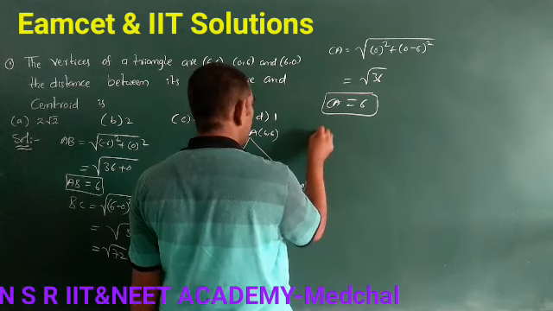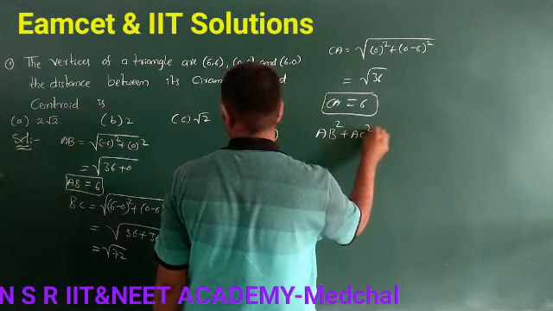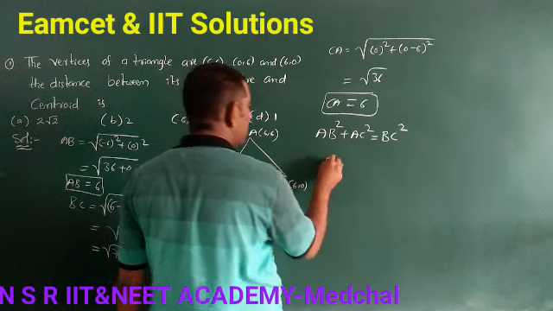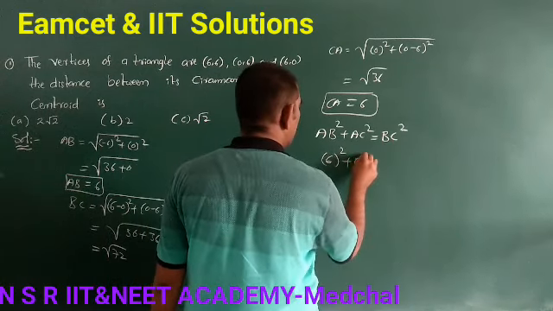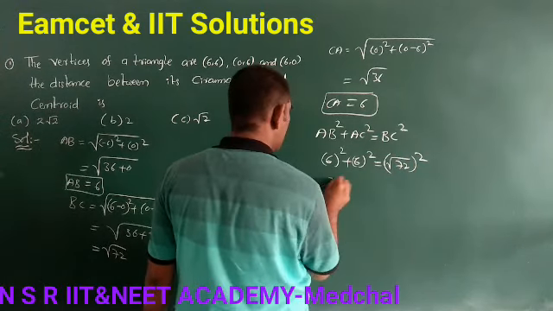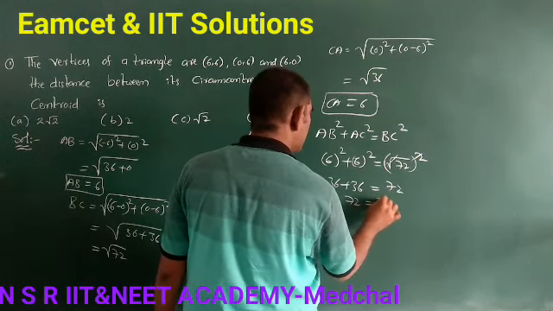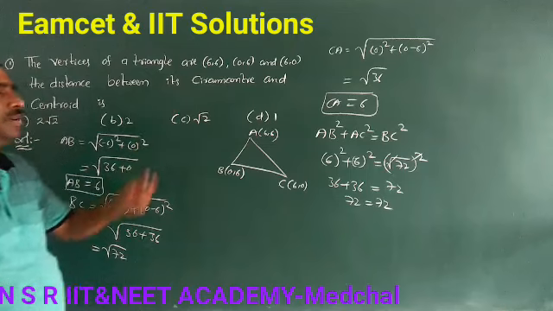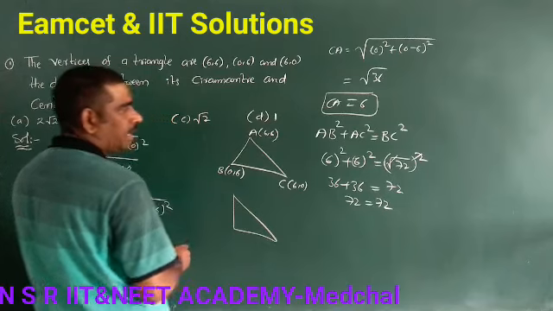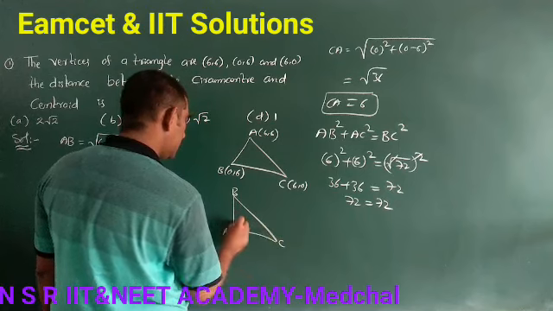So, AB square plus AC square is equal to BC square. AB value is 6, so 6 square plus 6 square equal to root 72 whole square. So, 36 plus 36, the square root and square cancel, so 72 equals 72. So, the given vertices form a right angle triangle at A. So, the hypotenuse is BC.